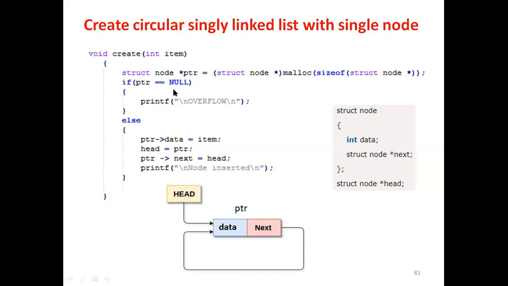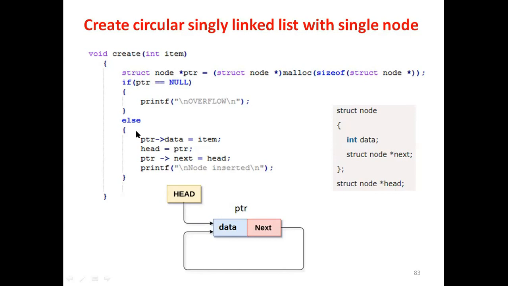So you can see how that is done. This is the structure of the singly linked list: struct node, int data, struct node star next, and this is the pointer to the structure, struct node star head. Now the node is created and memory is allocated using the malloc function: struct node star ptr equals struct node star malloc sizeof struct node. We are checking if memory is not available, then ptr will be null, so the node is not created. You can just print the message overflow.